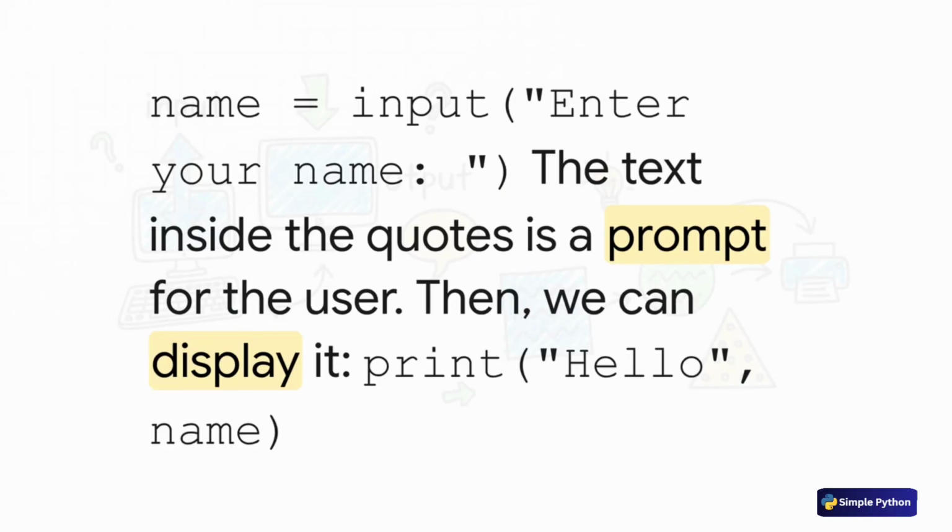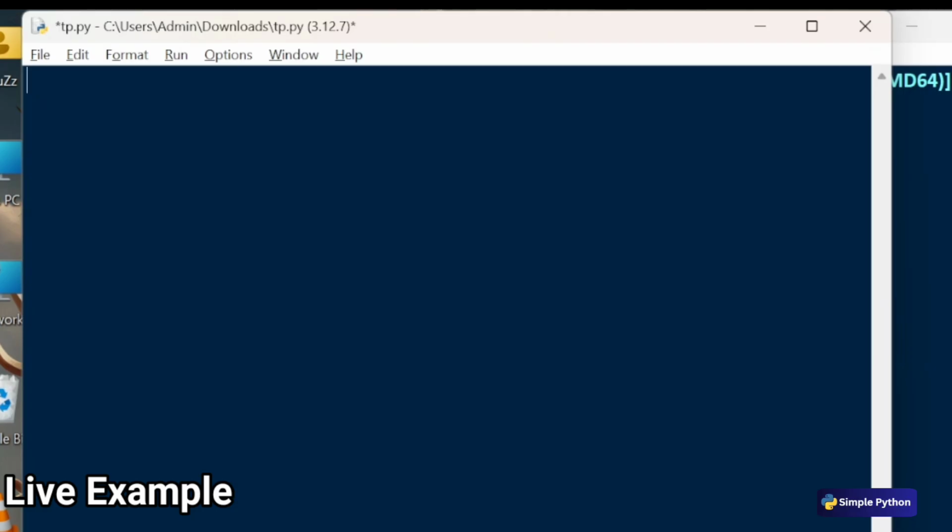So let's see what this looks like in some actual code. We use the input function. And that little bit of text inside the parentheses, that's our prompt. It's our way of telling the user, hey, this is what I need from you. Then, whatever they type in gets saved into our name variable. And just like that, we can use it, like we do here, to print out a nice little greeting.